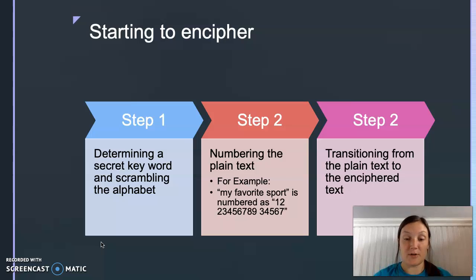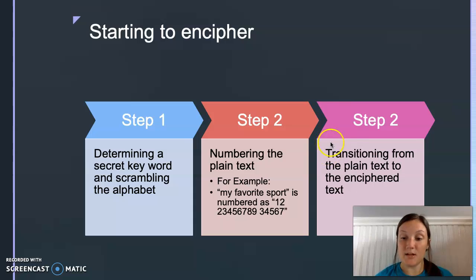Step 2 is numbering the plain text letters. Each new word starts with the next number in the sequence, so essentially you are counting the letters and the number of words. So for example, say my text I want to encipher is "my favorite sport." It is numbered as shown: 1, 2, and then 2 through 9, 3 through 7. Notice each new word starts with the next number in the sequence, 1, 2, and 3, and then each word has its own little subunit of letters.